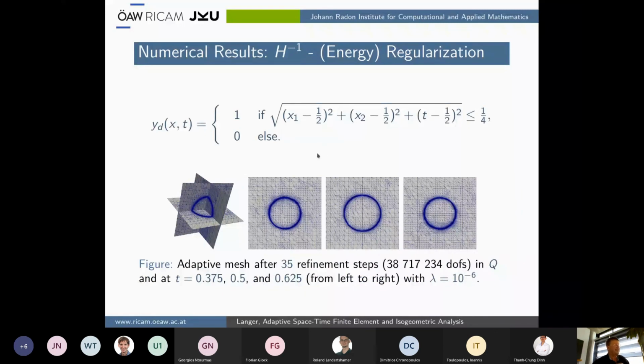Two examples. The first one is in space 2D, I have a circle. I want to approximate my desired state as this. This is a circle that starts to expand from 0 and then shrink. In the space-time cylinder, this is a ball. And you want to find a control that gives you this profile.